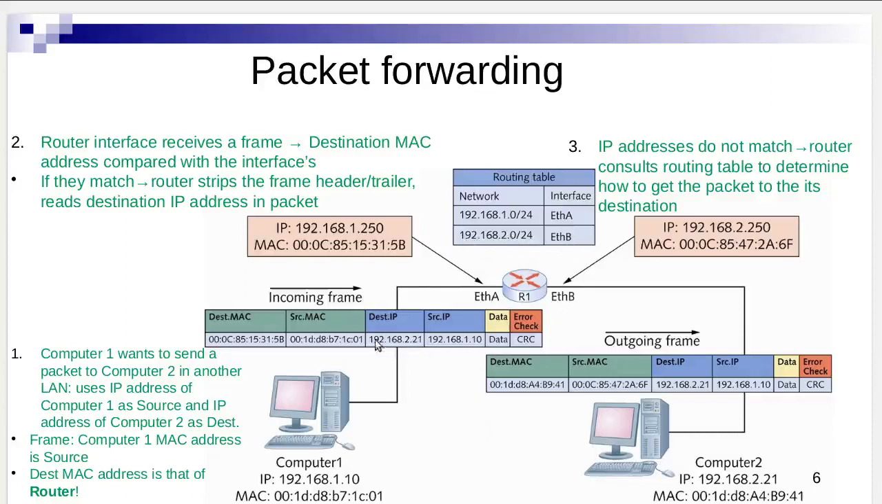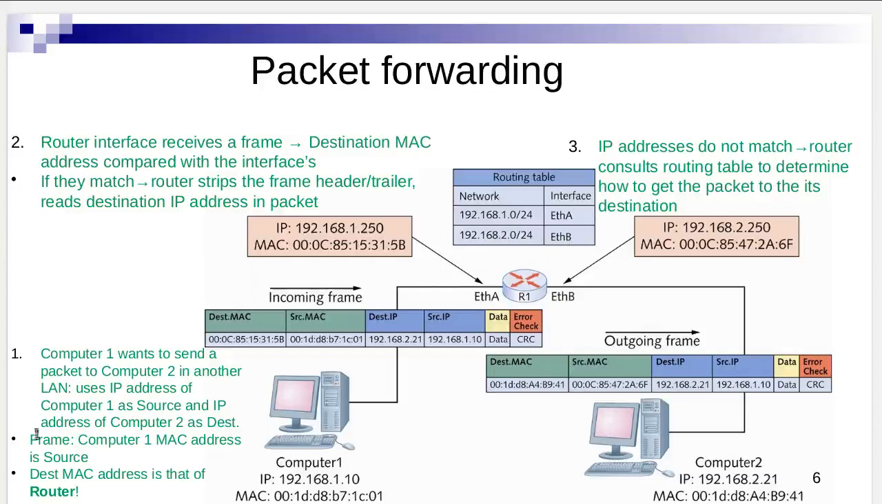What it's saying is that this frame that comes in from computer 1 through the switch to this interface, router 1 knows by looking at this routing table that it should go out Ethernet B. And there are additional details, but to keep it simple, this is the basic information that you need to figure out where that packet will go.